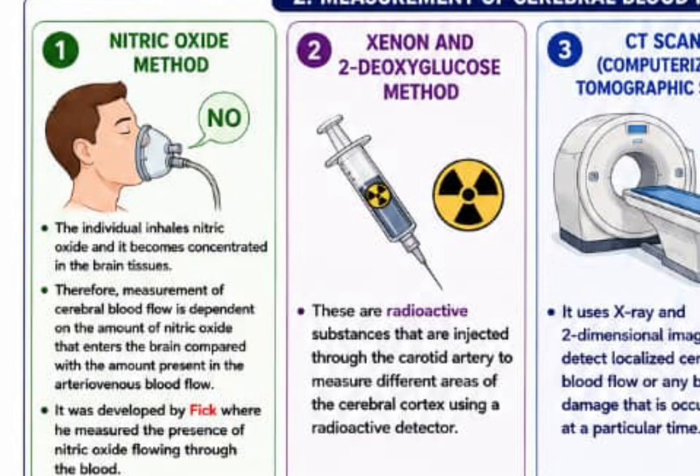So you want to determine the amount of this radioactive substance in different cerebral cortex, in different areas of the brain, and also in the arterial and venous system. You can also use it in a CT scan too.